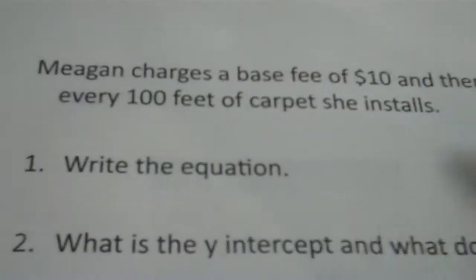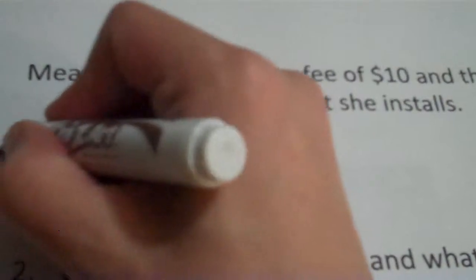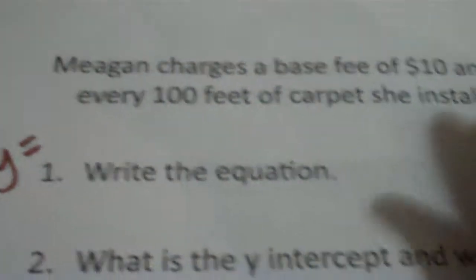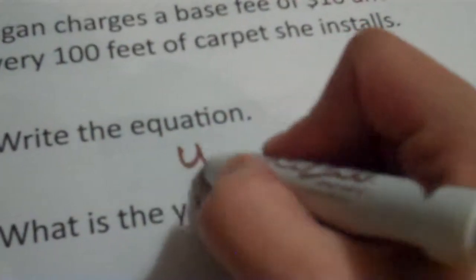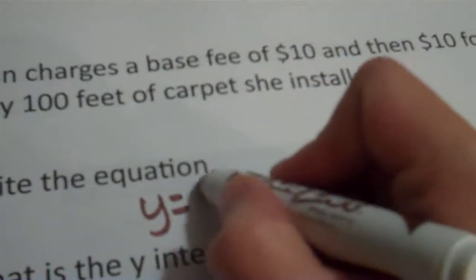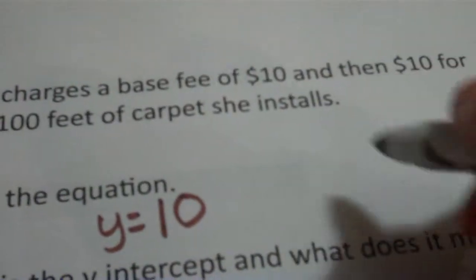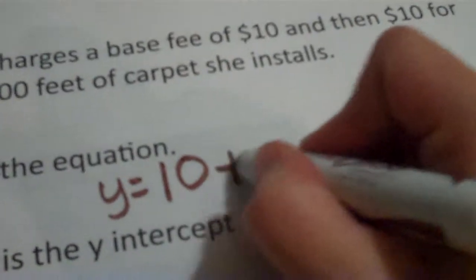The first thing is to write the equation. Okay? And on the side, if you want to, we're going to be writing y equals equations. So right here, we're going to put y equals. And Megan, no matter what, charges $10. Base fee of $10. So I'm going to go ahead and put 10 right here. $10, okay? And then on top of that, I'm going to put plus, and here's where it's a little different.